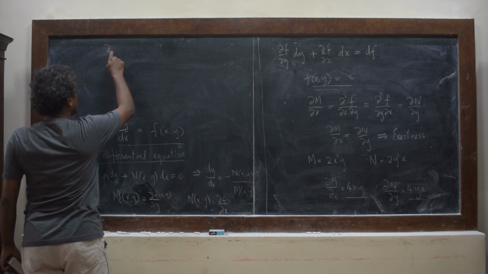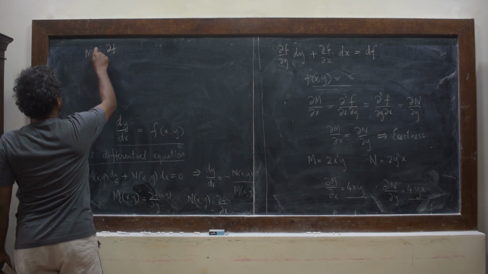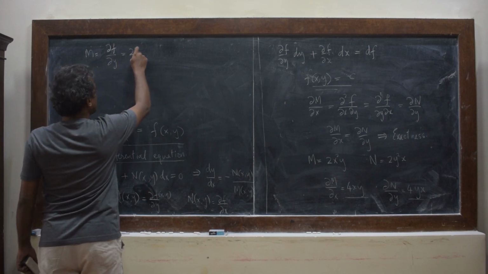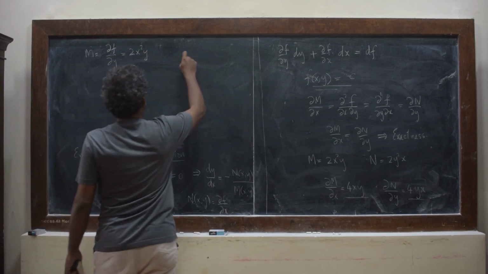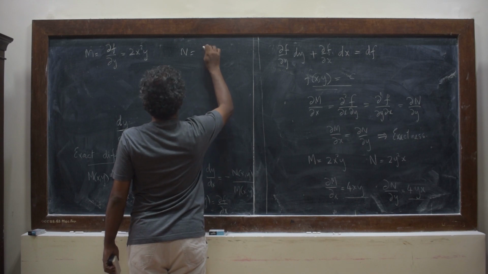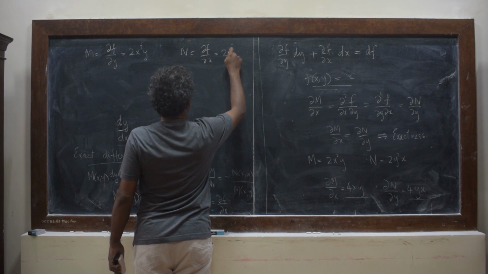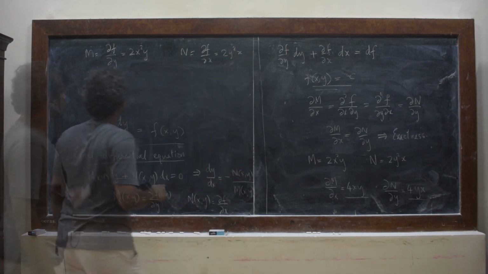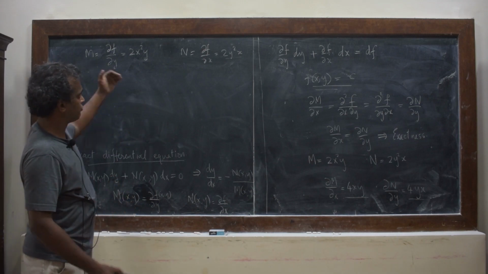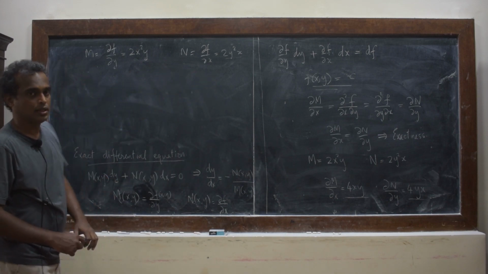Since we now know that m is of the form del f by del y, which is 2 times x square y, and n is of the form del f by del x, which is 2 times y square x, these set of equations can be integrated either by first integrating over y and then integrating over x, or in the reverse order. Let us do the first one.